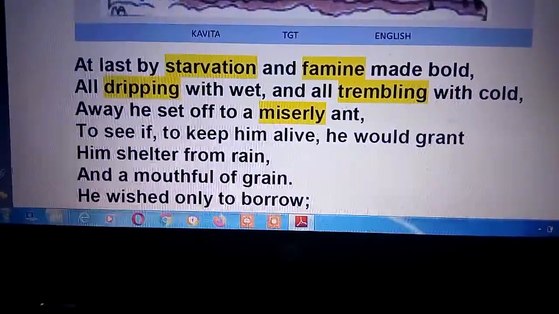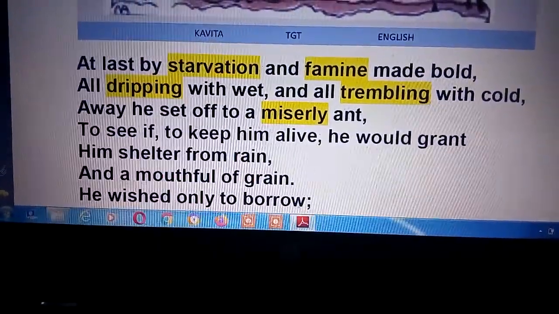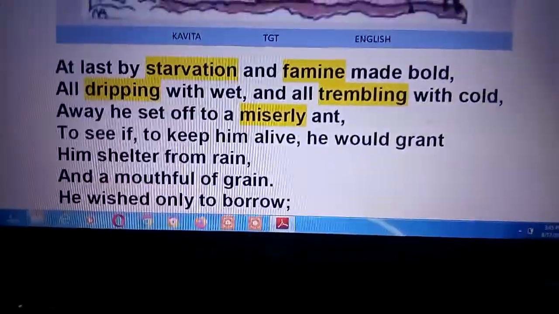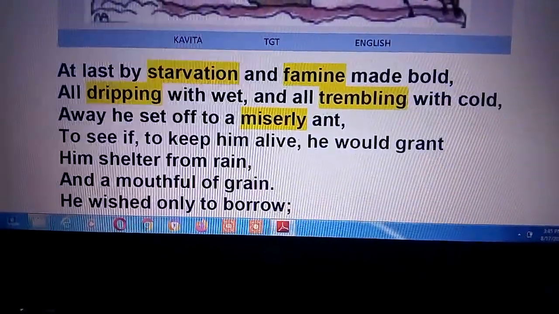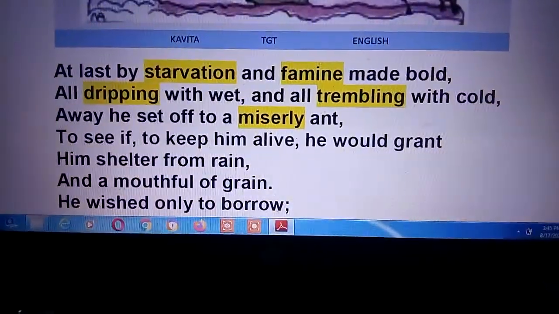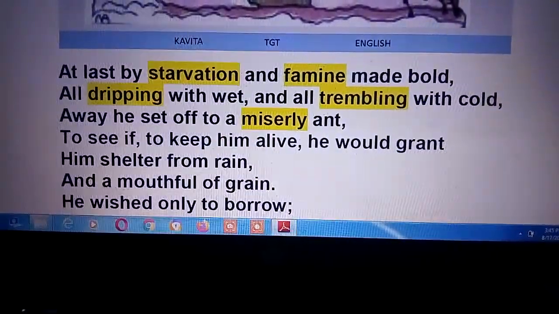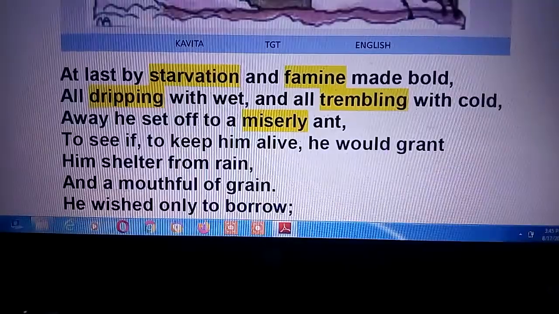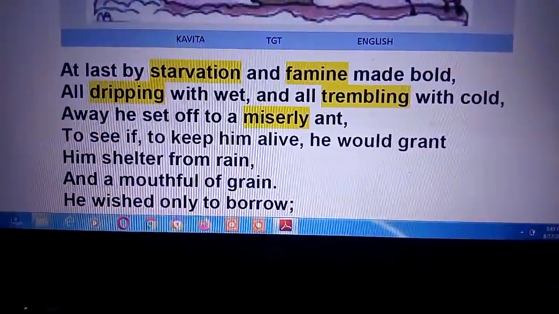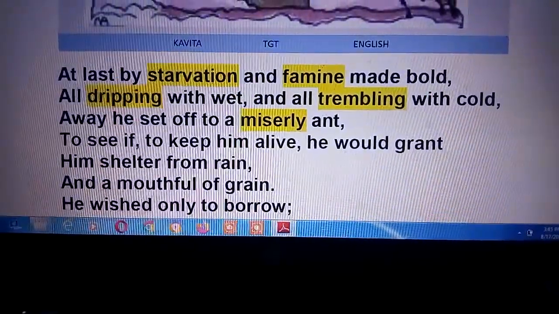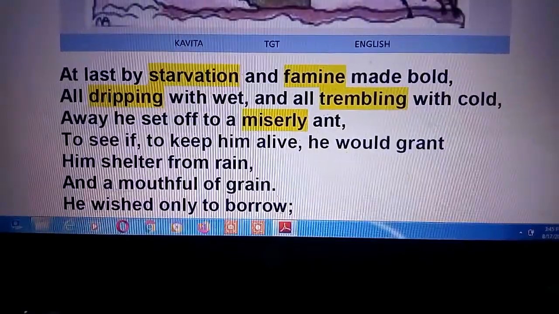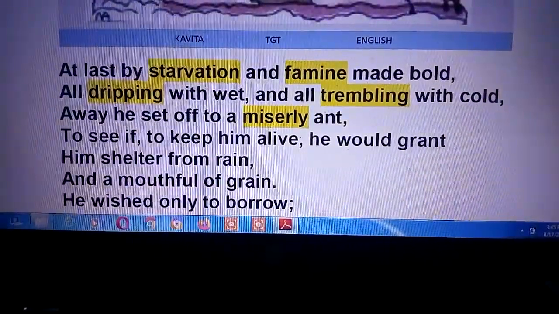made bold. So normally we do not speak about different issues, but when we are very much troubled by something, then only our mouth opens. So famine made him bold. He had the courage to speak out that I am dying, I want something to eat. So at last, starvation and famine made him bold enough to speak, and all dripping with wet.